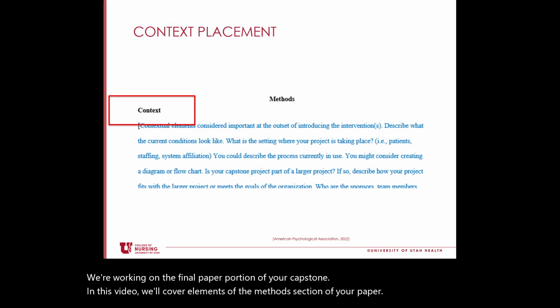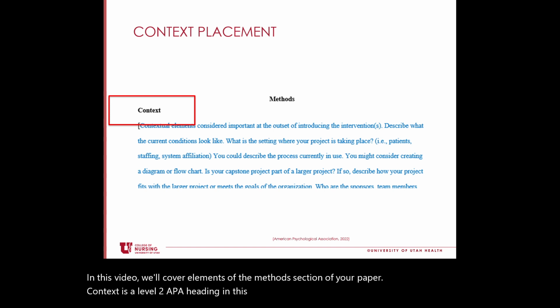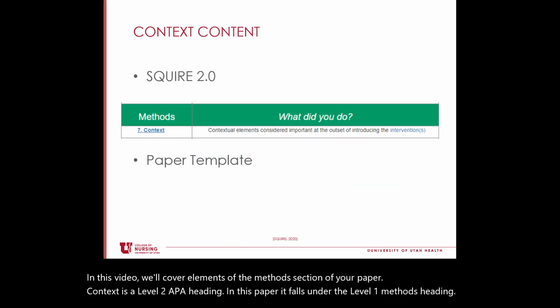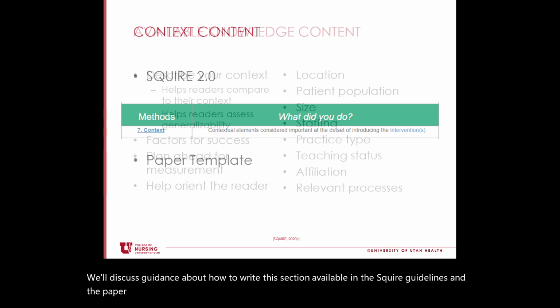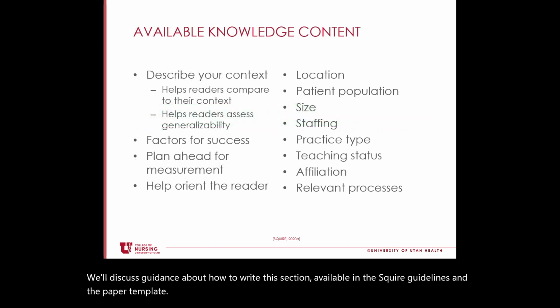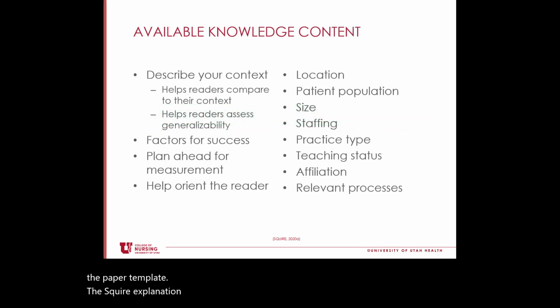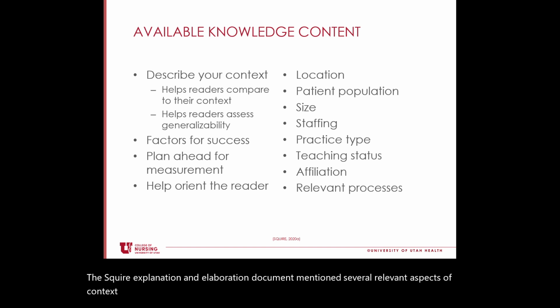Context is a Level 2 APA heading in this paper. It falls under the Level 1 Methods heading. We'll discuss guidance about how to write this section available in the SQUIRE guidelines and the paper template. The SQUIRE explanation and elaboration document mentions several relevant aspects of context you could discuss in your paper.